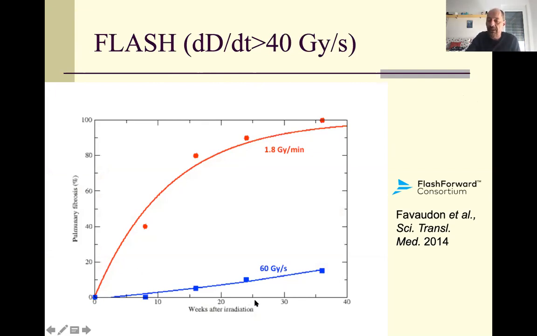These are the weeks after irradiation, and this is the percentage of animals showing fibrosis at 1.8 gray per minute, which is the normal dose rate used in radiotherapy, or 60 gray per second, which is a very high dose rate. And you see that it is enormously lower. So you really have no side effects when you go to this very high dose rate.